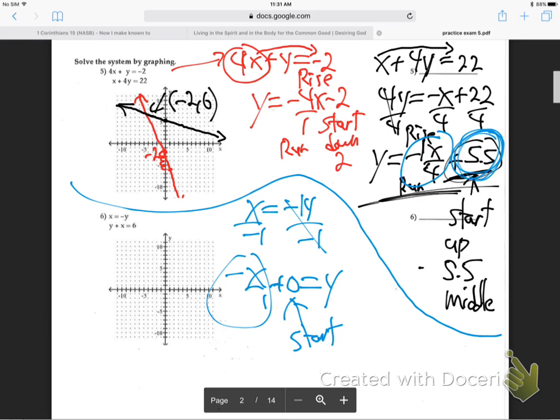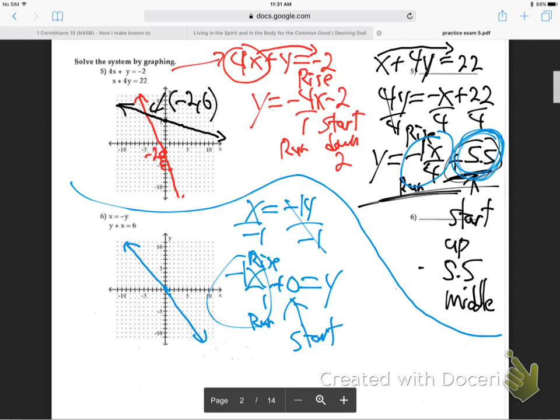So the starting point is 0. Start at 0, and then where do we go from 0? 1 down, because there's really a -1 up here. So rise over run: it's down 1 over 1. So right there. Does that make sense? Down 1 over 1. Connect the dots. It's a diagonal line.